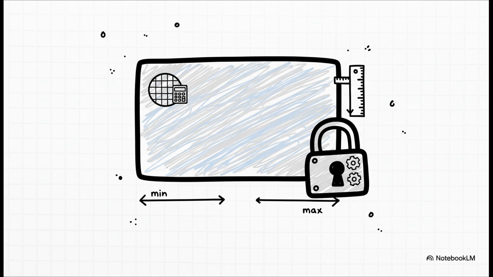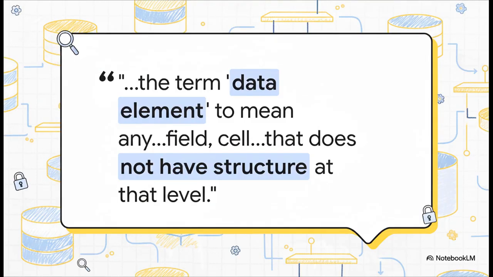It's wild. And if you thought that was detailed, get this. The document even defines its own words with just painstaking precision. This quote is a perfect example. It's all about killing any chance of ambiguity. When they use a word like data element, there is absolutely zero doubt about what they mean. The goal is to create a perfectly shared, crystal clear language.